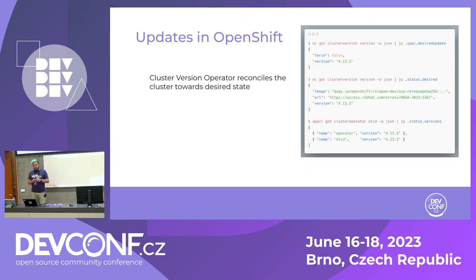And it encodes the operational knowledge. So it respects this reconciliation towards desired state idea. There's a custom resource in the cluster that has a spec. The spec says, I want to be on version, I don't know, 4.13.2. There's a control loop, CVO continuously reconciles the cluster state towards this version all the time. And as long as nothing happens, it just keeps the cluster running.